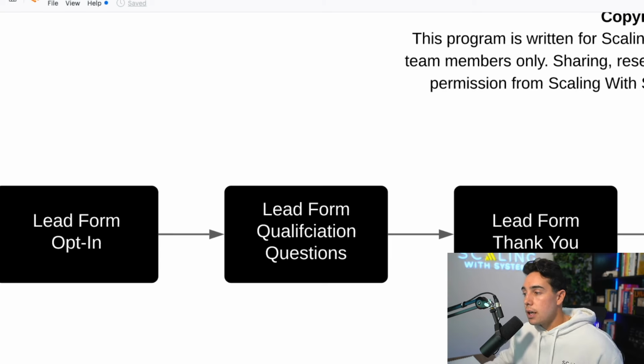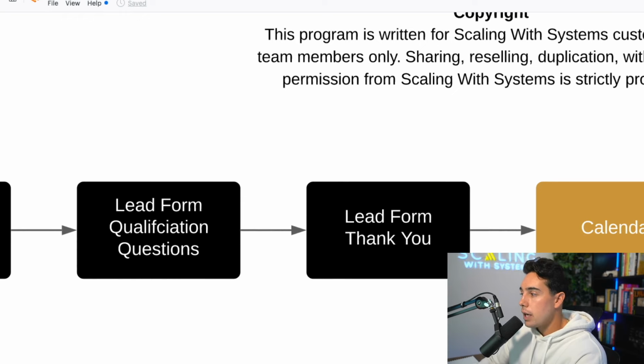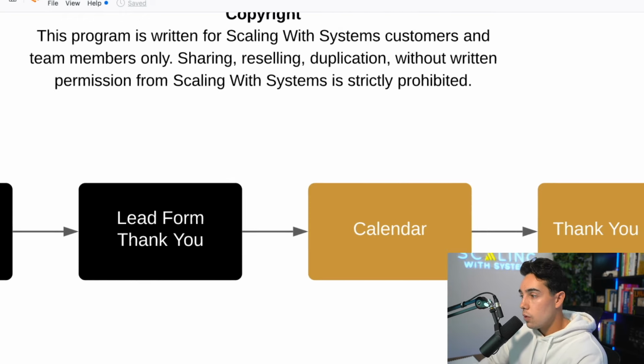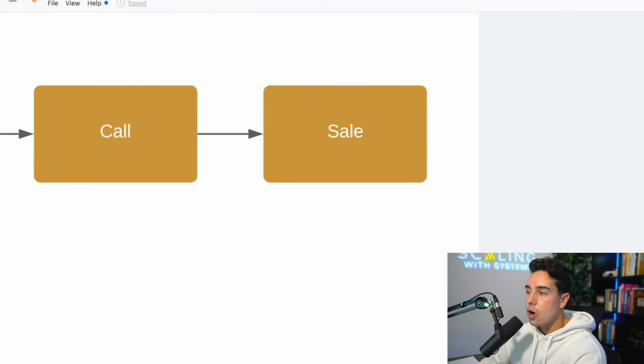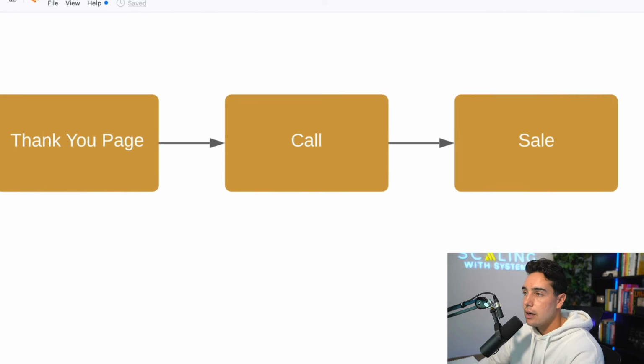So for us, for example, one of our qualifying questions is, are you an online business owner? If the answer is yes, they'll move on to the next question. If the answer is no, they will not. They won't be counted as a lead. They'll go to a disqualification page. Then you have a lead form thank you page. Then you'll have the calendar that will help you set up, and then you'll have a thank you page which will help you set up. And then of course there is the call and the sale at the very end of that there, right?